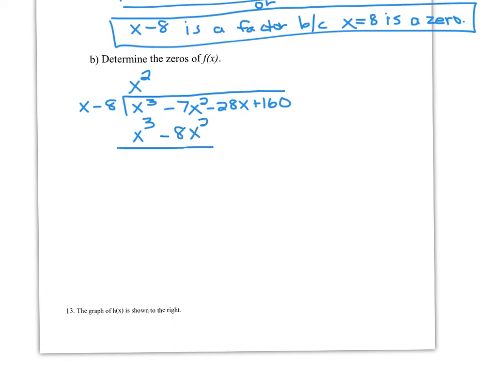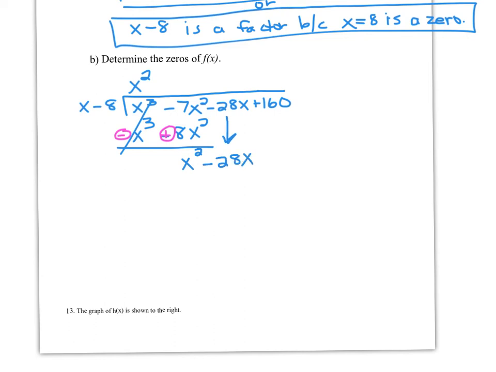Okay, and we know we have to subtract, so we're going to change our signs and circle, change our signs and circle. Okay, so we have x cubed minus x cubed, right? Those cancel. And then we have negative 7x squared plus 8x squared, which is positive 1x squared. So I'm just going to write x squared, and then I'll bring down my next term. All right, we start the process again.